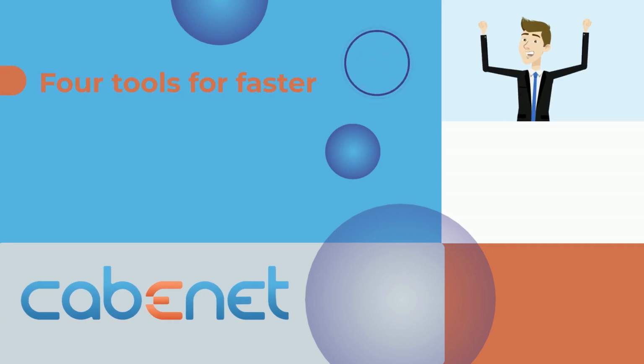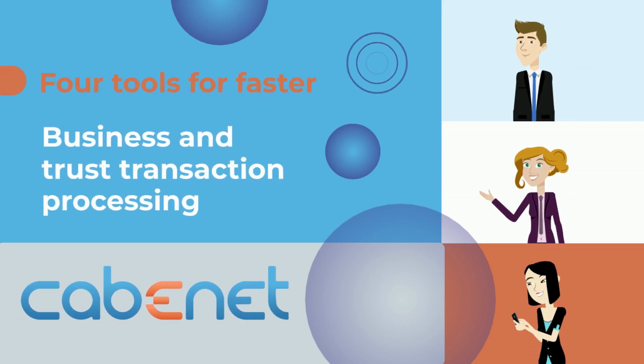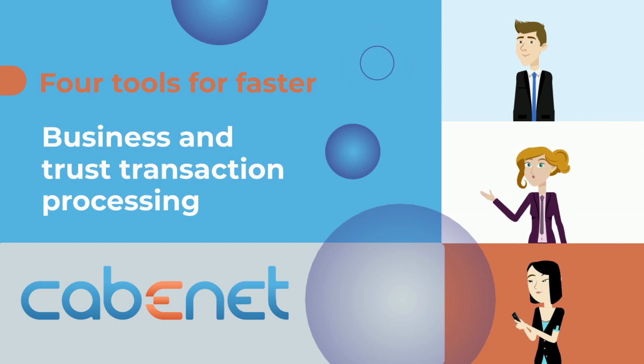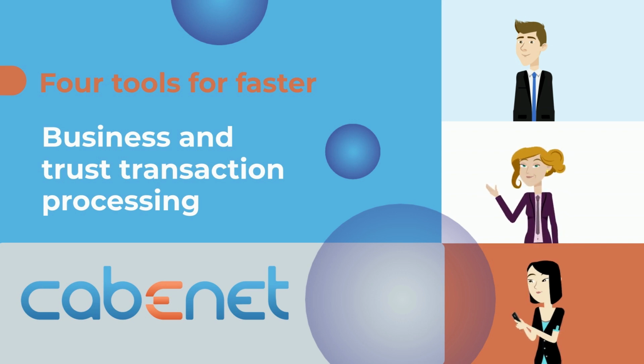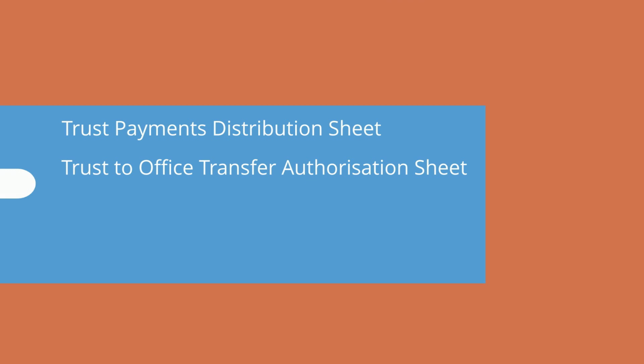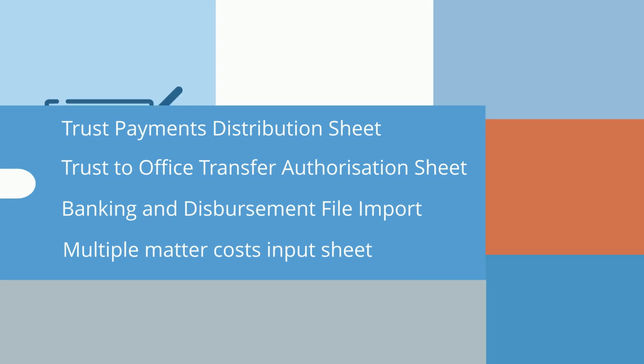Trust and office accounting are essential functions in any law firm, but these tasks can be time-consuming. Cabinet Legal Practice Software has an array of tools that reduce processing time and improve accuracy and compliance for trust and office accounting. Two tools that will save time and reduce errors when processing multiple trust payments are the Trust Payments Distribution Sheet and the Trust to Office Transfer Sheet.